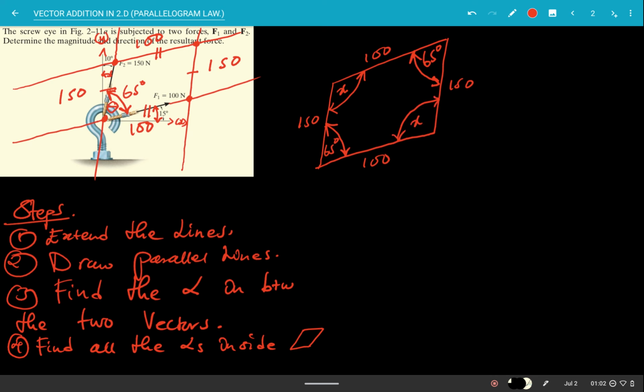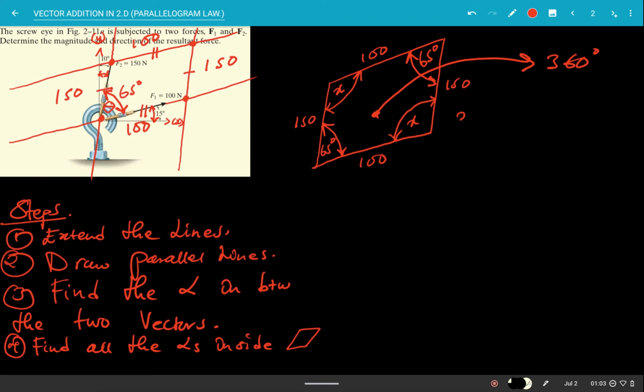Now since this is a quadrilateral, remember the interior angles of a quadrilateral will add up to 360 degrees. Let's not forget that. So let's now solve for x. Let's sum up all the interior angles. So we say x plus 65 plus 65 is equal to 360.